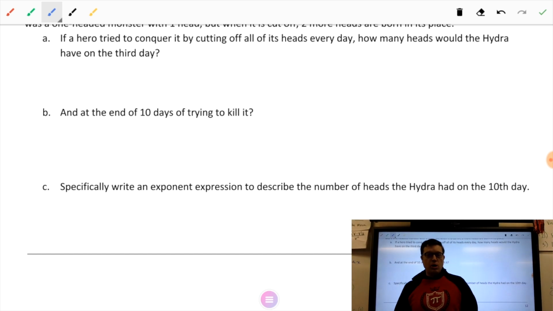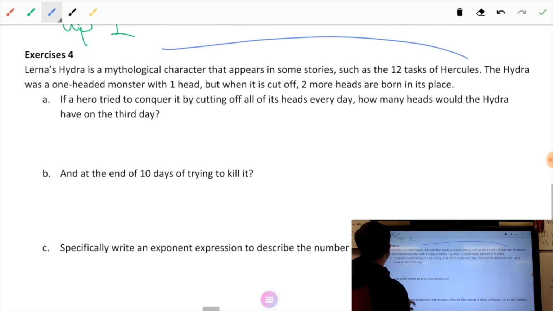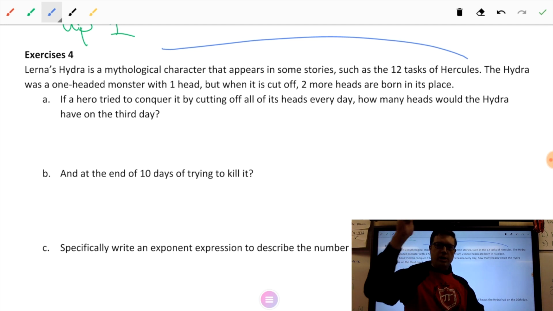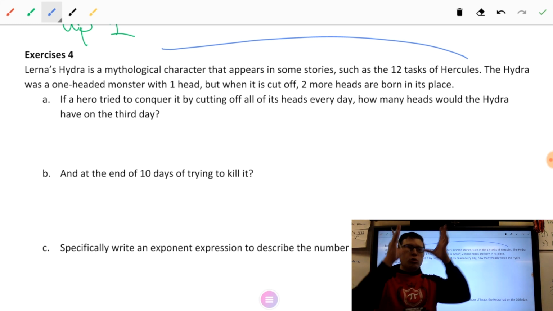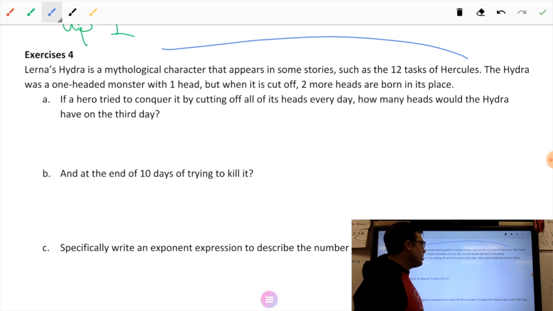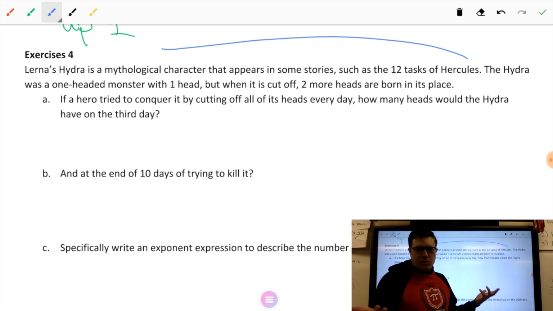I'm on the bottom of page 12. It's called Lerna's Hydra. And it's a mythical story. You've probably heard of it. You saw the Disney movie with Hercules. You see the fight scene where he fights off the Hydra and chops off all the heads, and they all grow back up again. And then he has to smash it with a rock. Spoiler alert. Sorry, after the fact, not really a spoiler.